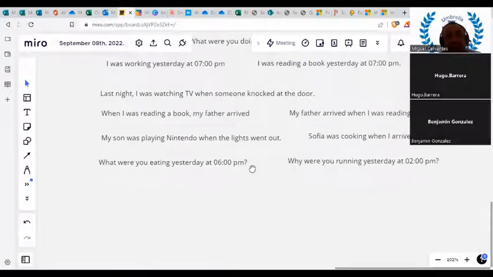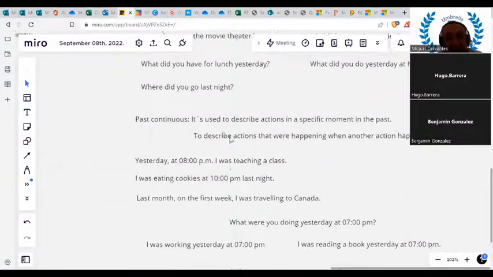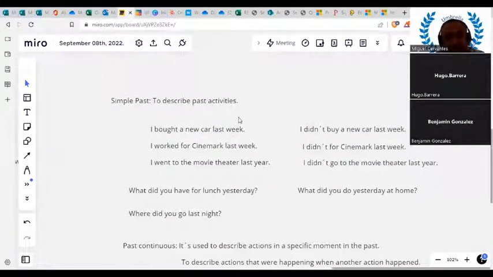Okay, my friends. So remember: past continuous is used to describe actions in a specific moment in the past and to describe actions that were happening when another action happened. Simple past is used to describe past activities. Okay, Hugo, any question, Hugo and Benjamin, with past continuous and simple past?